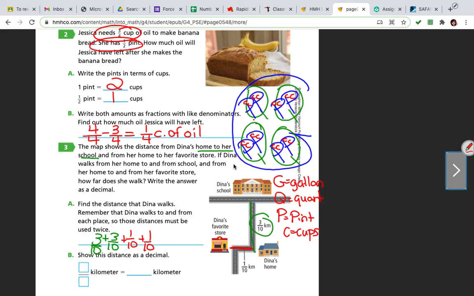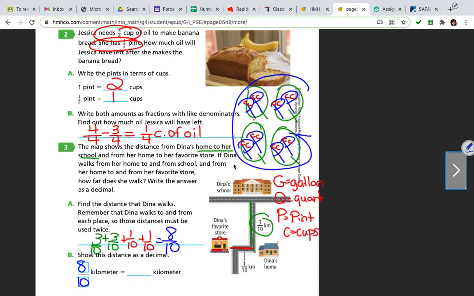Then she goes to her favorite store, so we add 1/10, but she's got to get home, so that's another 1/10. So now I'm thinking add 3/10 plus 3/10 plus 1/10 plus 1/10 equals a total of 3 plus 3 is 6, plus 1 is 7, plus 1 is 8/10. So Dinah walks a total of 8/10 kilometers.